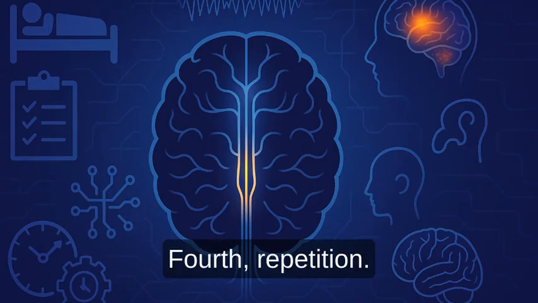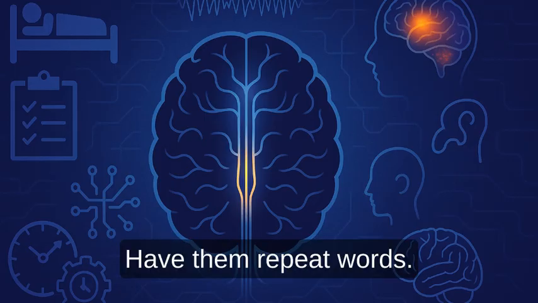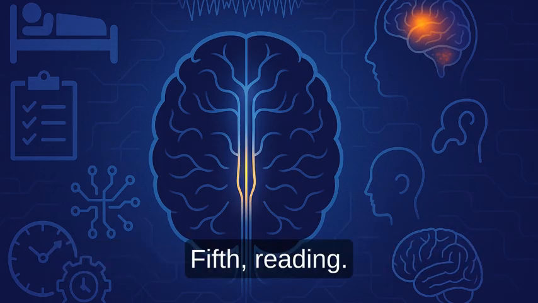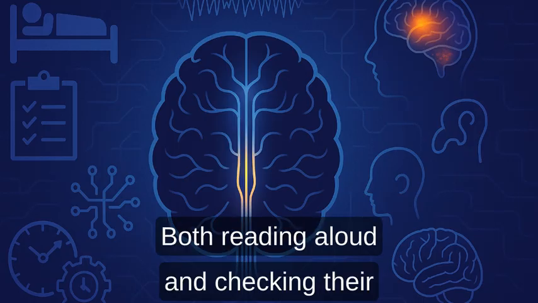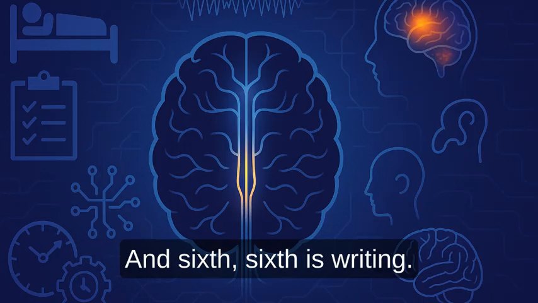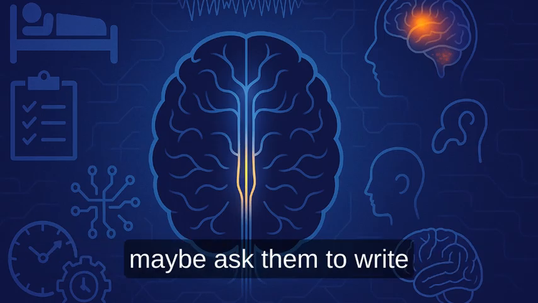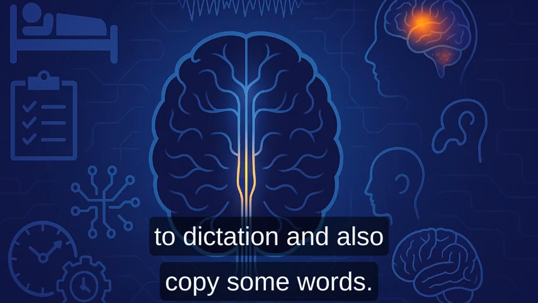Exactly. Fourth, repetition. Have them repeat words, then phrases, increasing complexity. Fifth, reading. Both reading aloud and checking their comprehension of written material. And sixth? Sixth is writing. Get a sample of spontaneous writing, maybe ask them to write to dictation, and also copy some words.